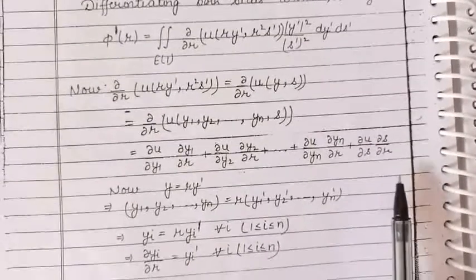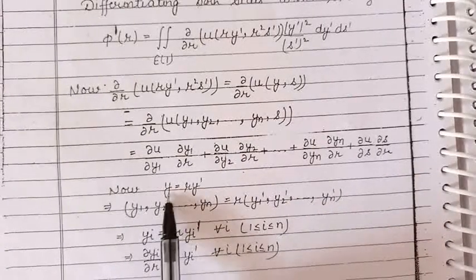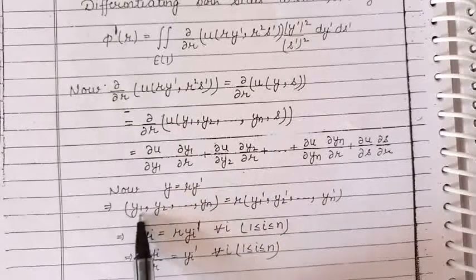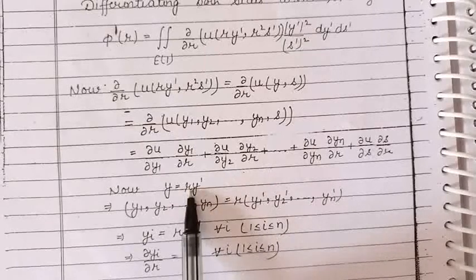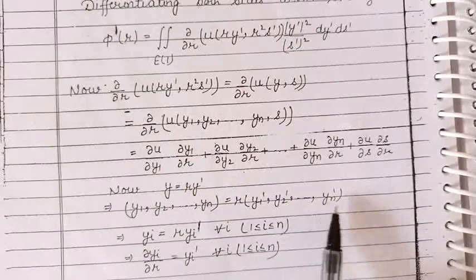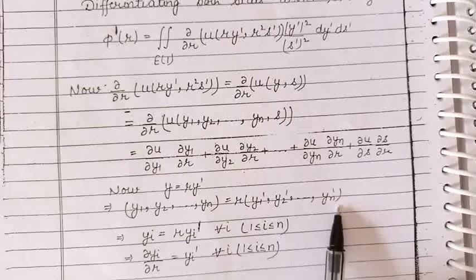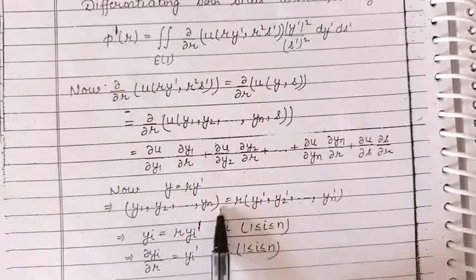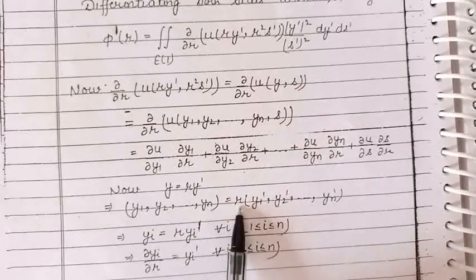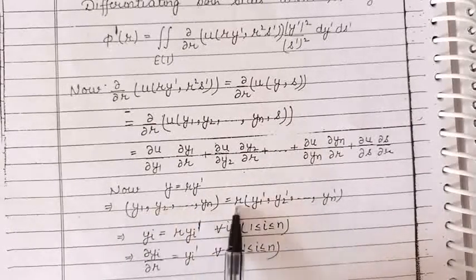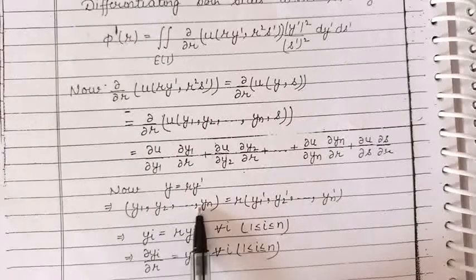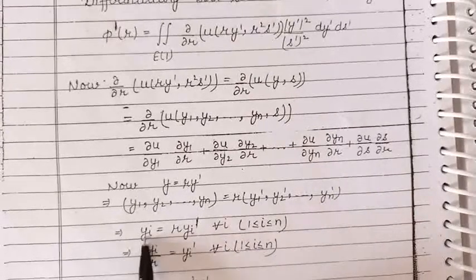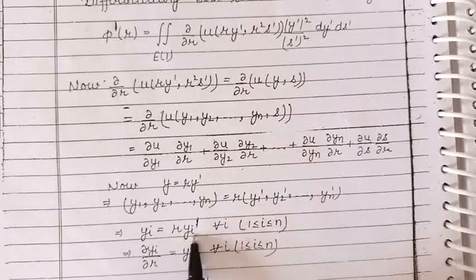Now by our substitutions, we have taken y equal to r into y dash. y is an n dimensional vector having the components y1, y2, y3 up to yn, and y dash has components y1 dash, y2 dash, y3 dash, up to yn dash. If two vectors are equal, their corresponding components will be the same. So y1 is equal to r into y1 dash, y2 is equal to r into y2 dash, and so on, yn is equal to r into yn dash. In general, yi is equal to r into yi dash.